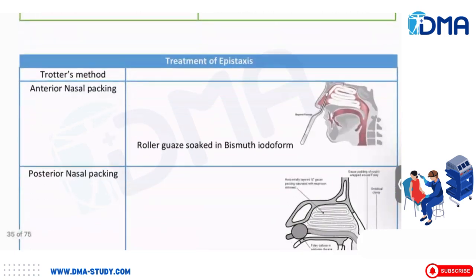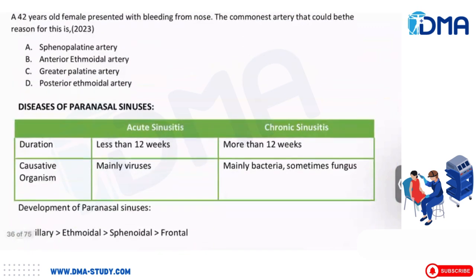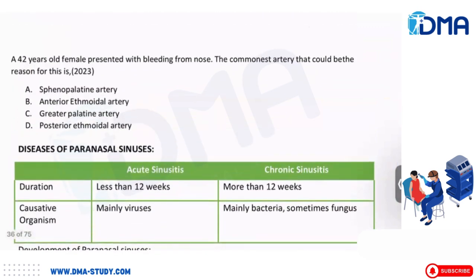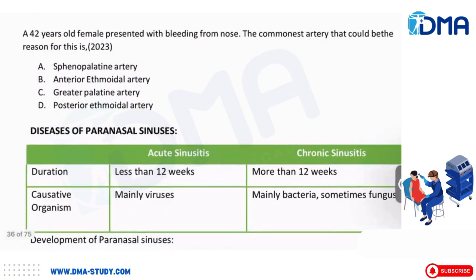Okay, fine. Now the arteries, they have asked a question. I will solve this MCQ and I will tell the treatment for epistaxis. A 42 year old female presents with bleeding from the nose. What is the commonest artery that could be the reason for this? This is a last year question. Answer for this question, Dr. Tamil and Dr. Gaurav.